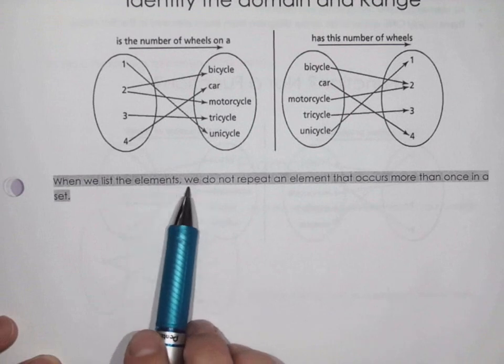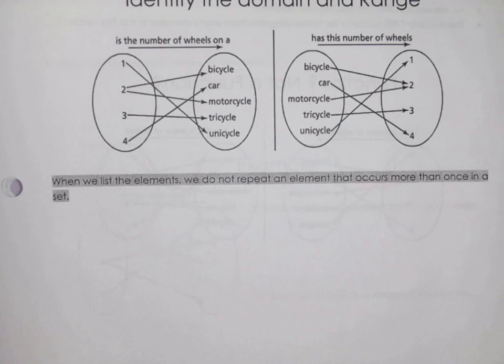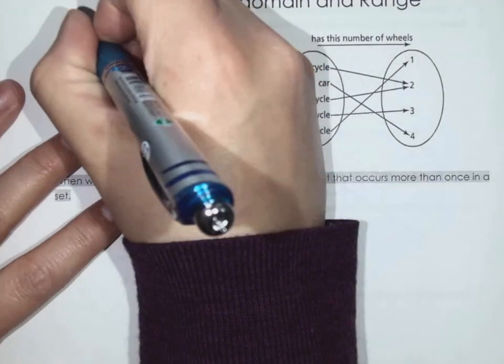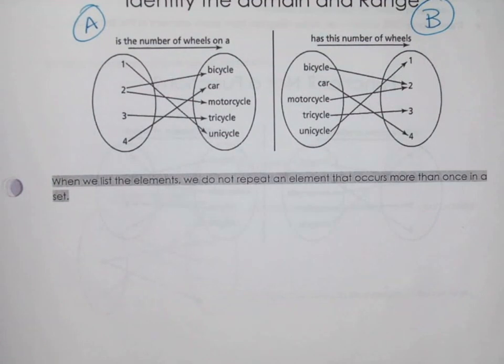When we list the elements, we do not repeat an element that occurs more than once in a set. Yes, Rahat? The 1, 2, 3 for the numbers would be the domain, and then the other things would be the range. And then the arrows will be the function? Not yet, we're not there yet. We've got to identify domain and range, and then I'm going to tell you something specific about what makes it a function or not. So let's slow down for a second.